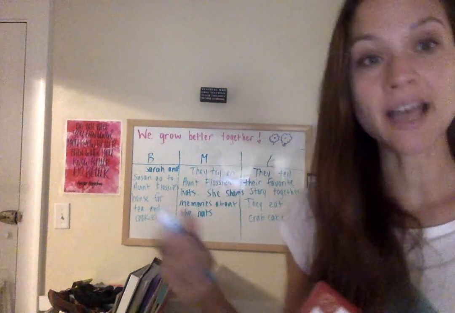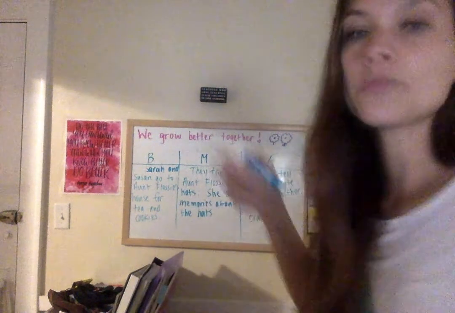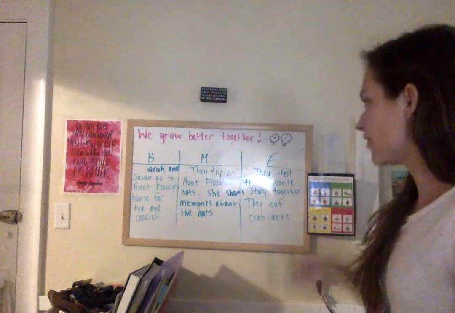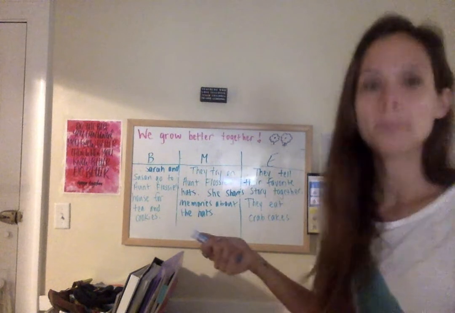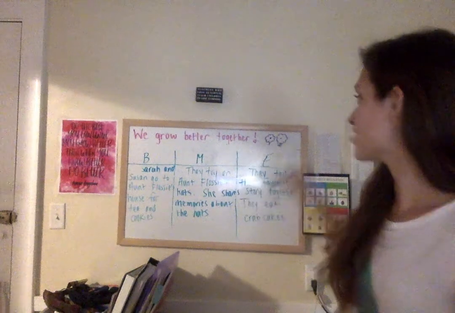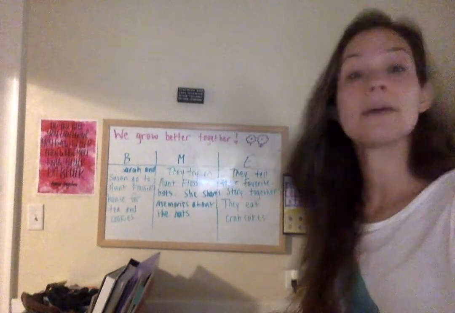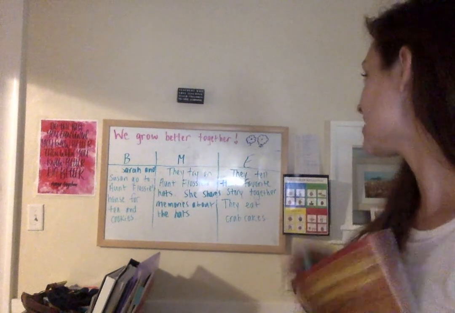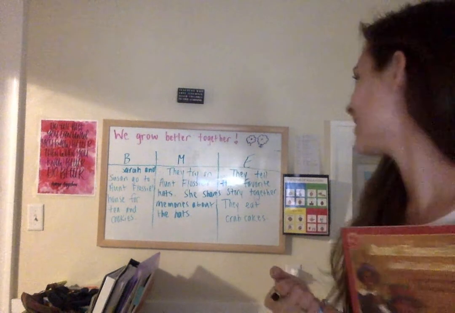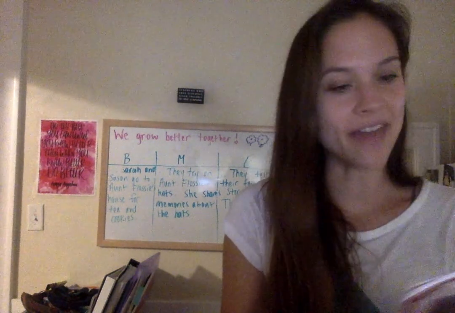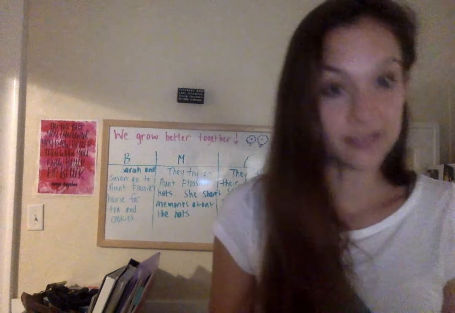And when we do our retell, it should make sense. So I'm just going to read this all in order, and we just want to make sure it makes sense, okay? In the beginning, Sarah and Susan go to Aunt Flossie's house for tea and cookies. Does that make sense? Yeah. In the middle, they try on Aunt Flossie's hats. She shares memories about the hats. At the end, they tell their favorite story together. Then they eat crab cakes. All right, that, second graders, is a retell.